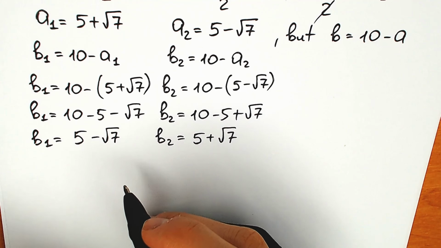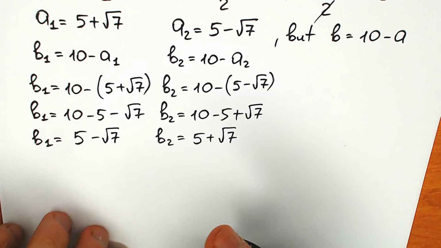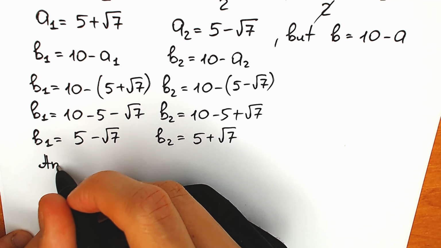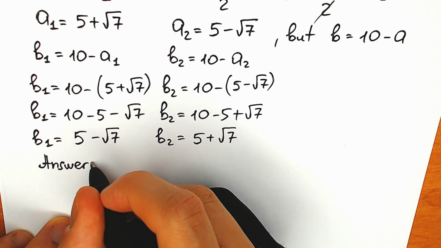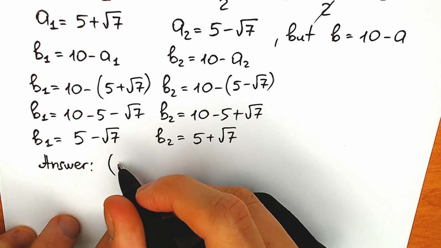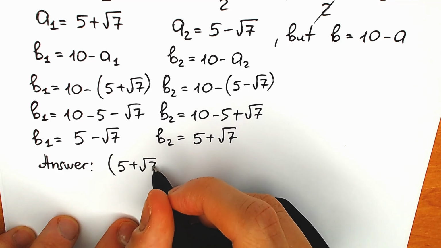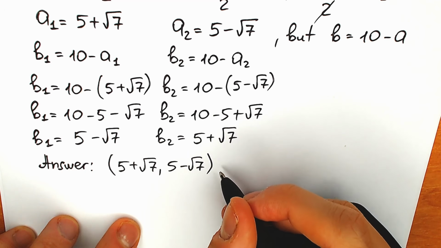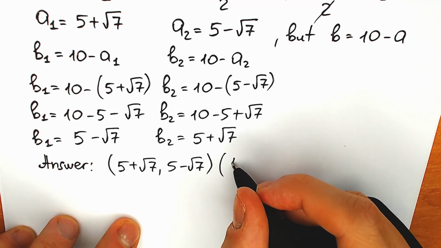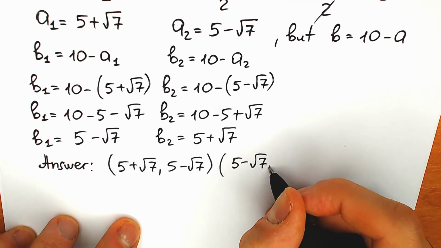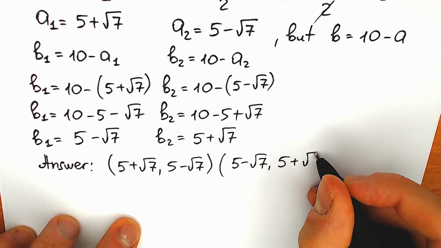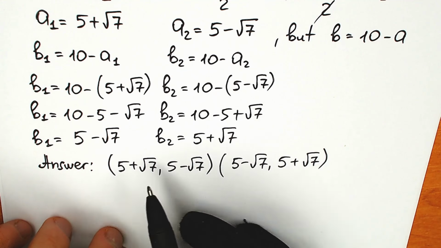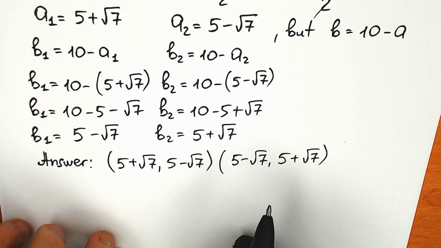So let's group all of these pairs together, and then we will check our answers according to our question from the beginning. So our answer, we have 2 pairs. First pair, 5 plus square root of 7, 5 minus square root of 7. And second pair, 5 minus square root of 7 and 5 plus square root of 7. Really great.